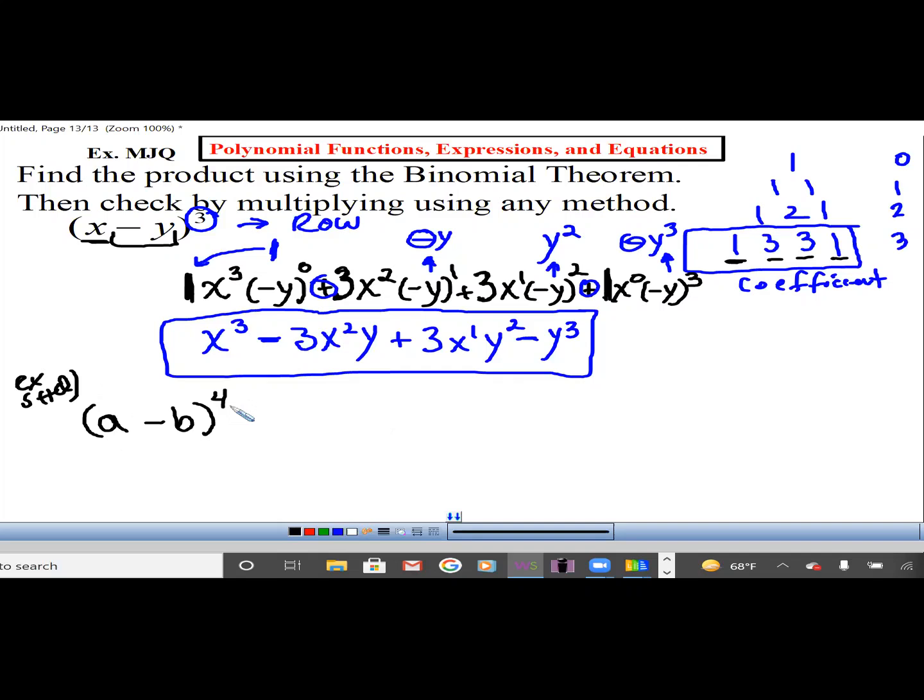And I'll leave that example up there so you guys can have it as a reference. And I'll give you some time for that. Copy and go. So for this one, which row are we going to use? Miguel. 4. And what are the coefficients? 1, 4, 6, 4, 1. Hands up if you got that. That is correct.